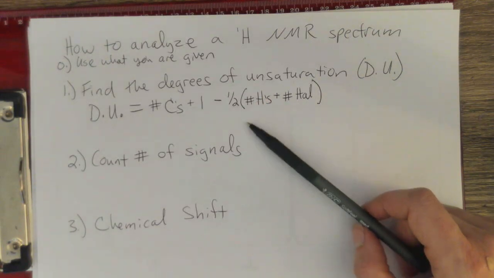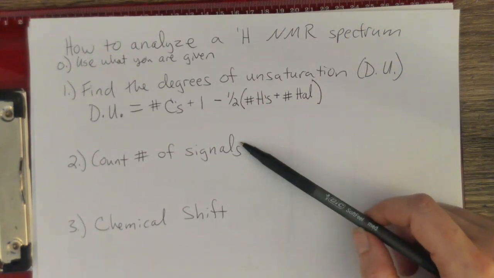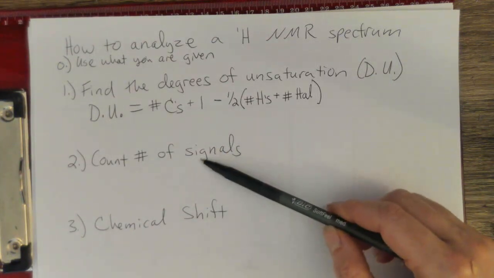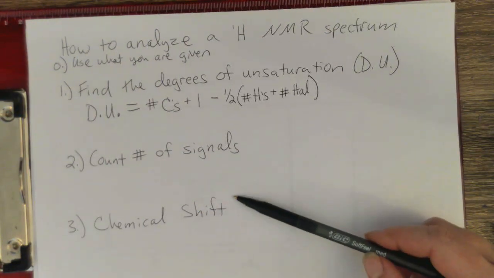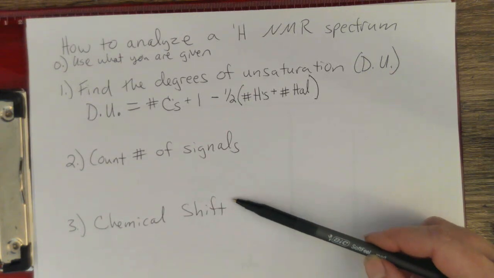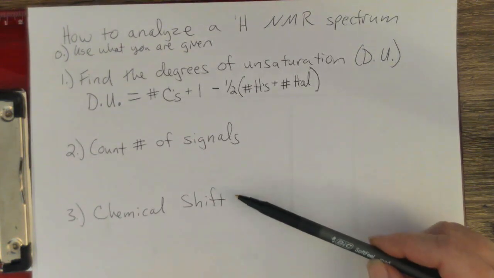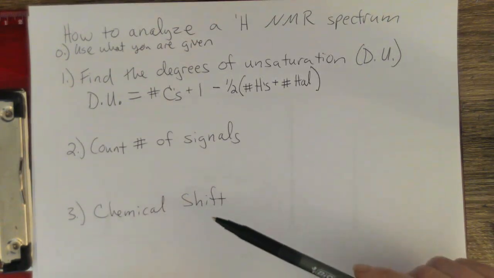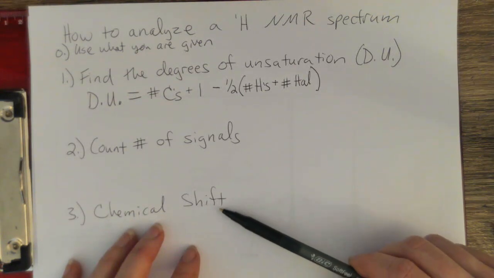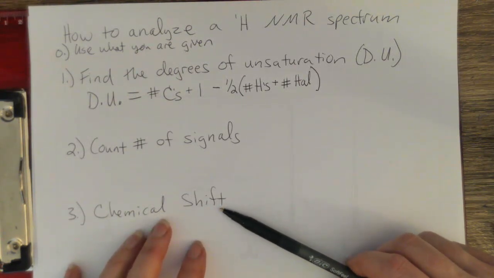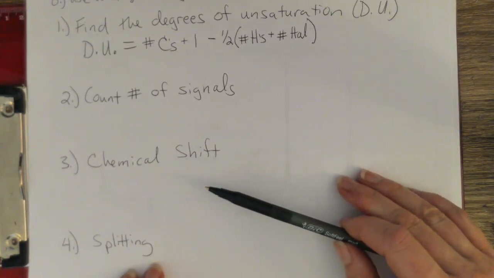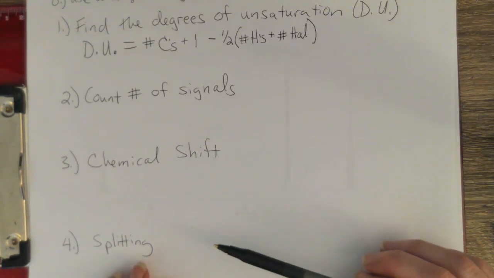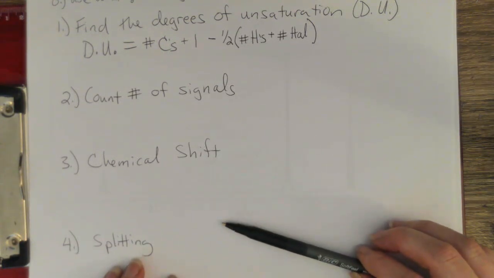All right, the next thing that you're going to do is count the number of signals. So remember that the number of signals tells you the number of proton environments. And then you're going to look at the chemical shift. The chemical shift is going to be really useful for deciding which signals are from alkene protons, or are there signals that are attached to something that's really electron withdrawing, like an alkyl halide or an oxygen. And then the last thing that we're going to look at is the splitting, because we can use that to determine the number of proton neighbors.